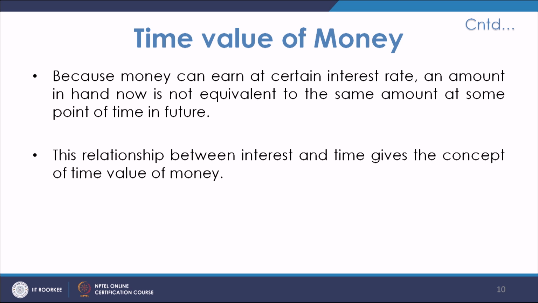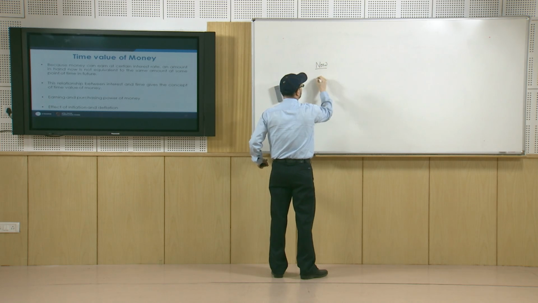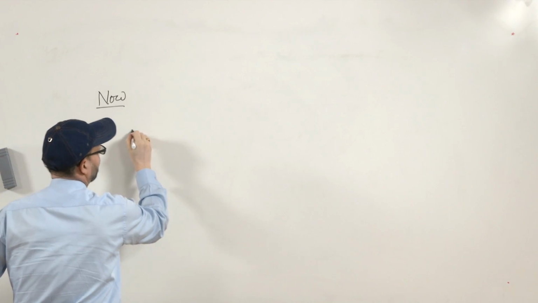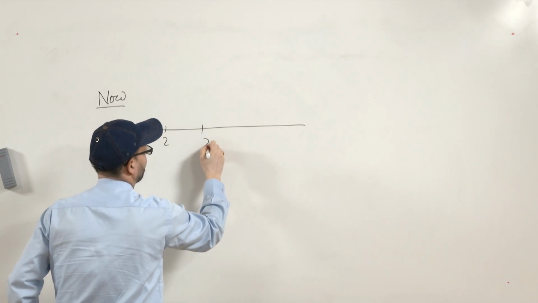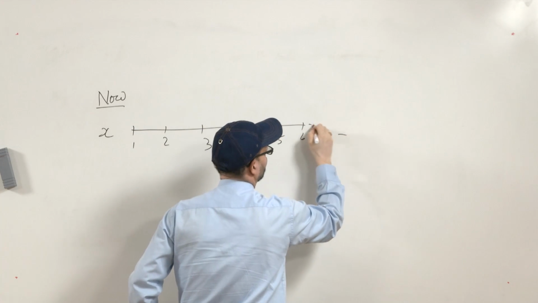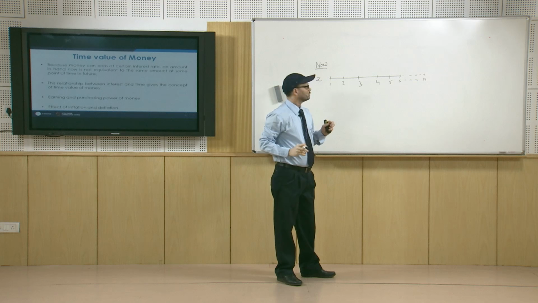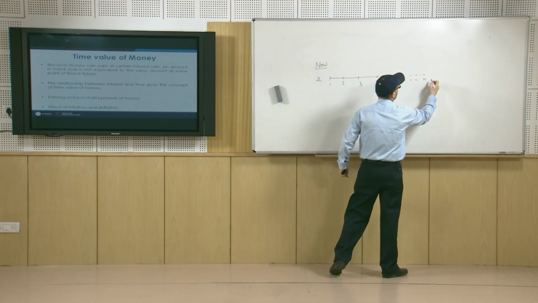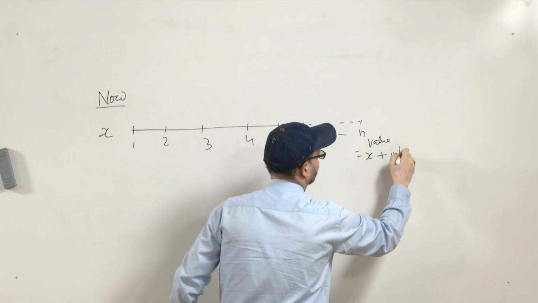So, we can see that if you have any amount x now, and you go into the future, 1 year, 2 years, 3, 4, 5, 6, to n years, after n years this value x will be x plus the interest earned on it.